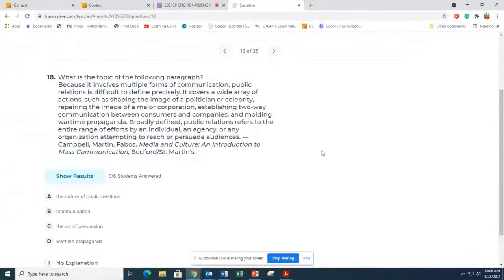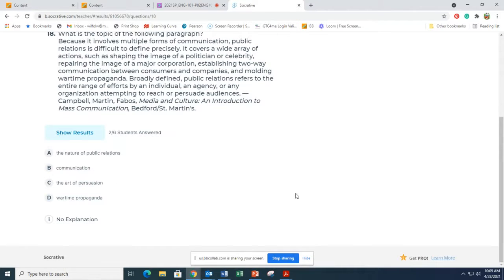All right, what is the topic of the following paragraph? Okay. Because it involves multiple forms of communication, public relations is difficult to define precisely. It covers a wide array of actions, such as shaping the image of a politician or celebrity, repairing the image of a major corporation, Megalocore, we're looking at you, establishing two-way communication between consumers and companies, and molding wartime propaganda. Broadly defined, public relations refers to the entire range of efforts by an individual, an agency, or an organization attempting to reach or persuade audiences. So, what is the topic of that paragraph we just read?